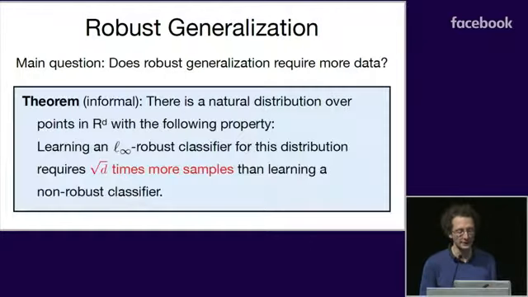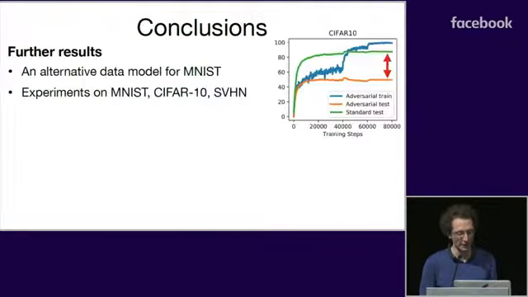And the answer is yes. I don't have time to go into much detail, but already in a natural simple distribution over points in R^D, we see that learning an L infinity robust classifier provably requires more samples. The gap is square root of D times the sample complexity of standard generalization. So if you're in a higher dimensional problem, like images, you also see a larger increase in sample complexity. Since we are running out of time, let's conclude for now.